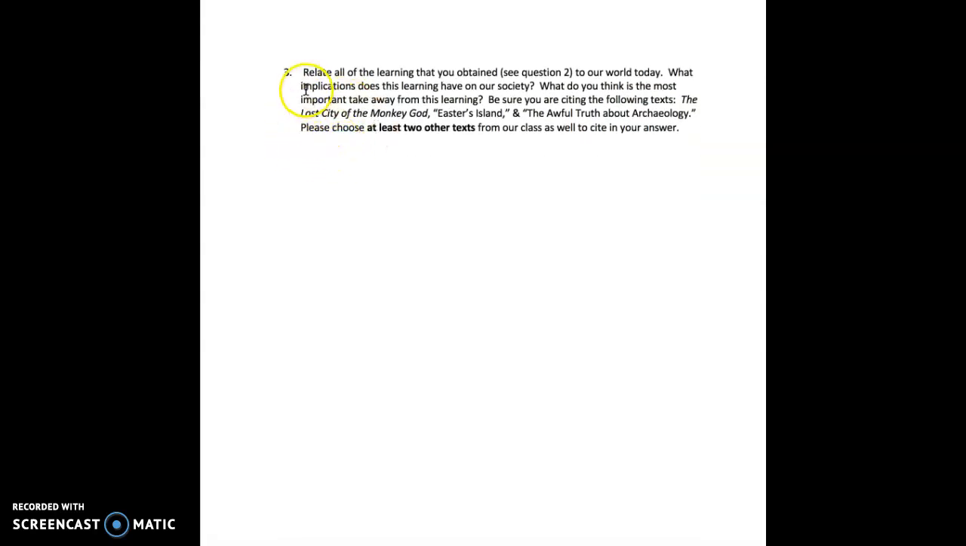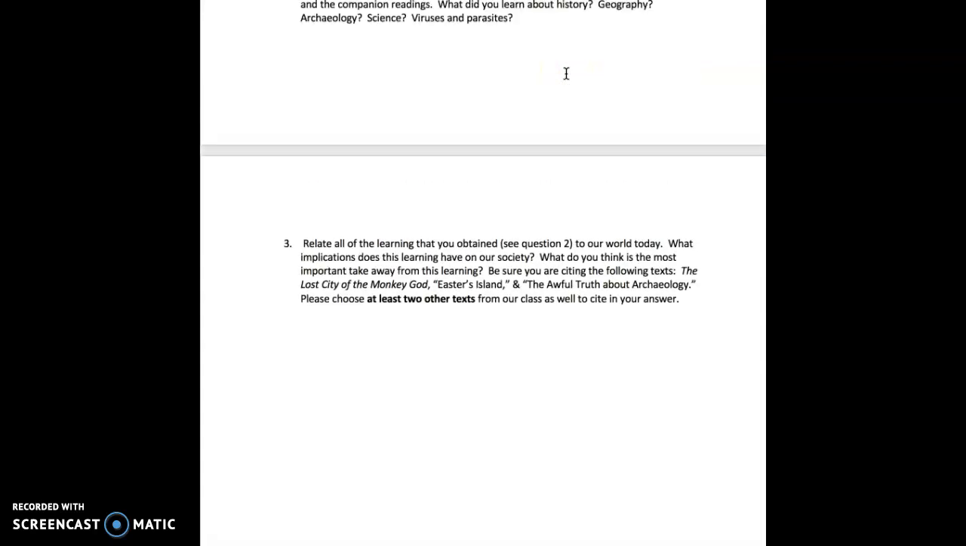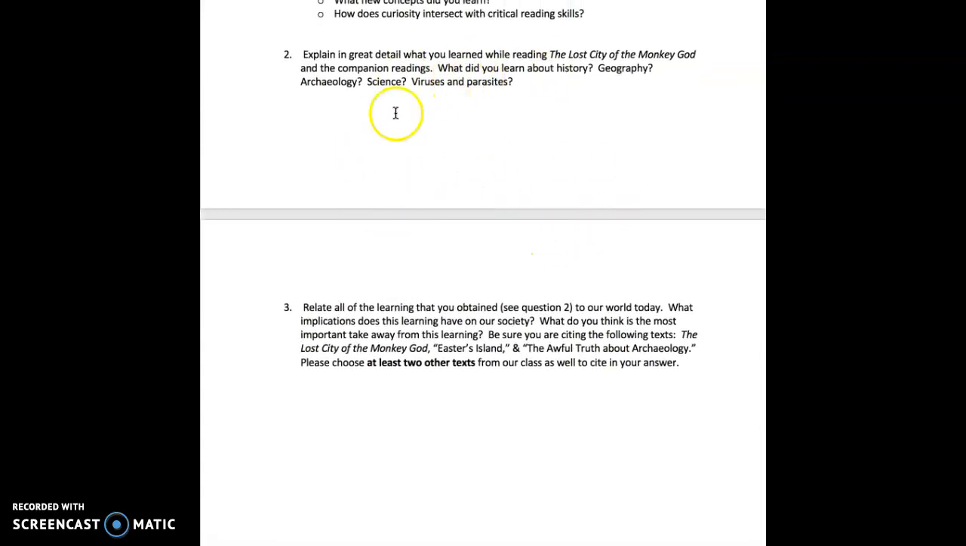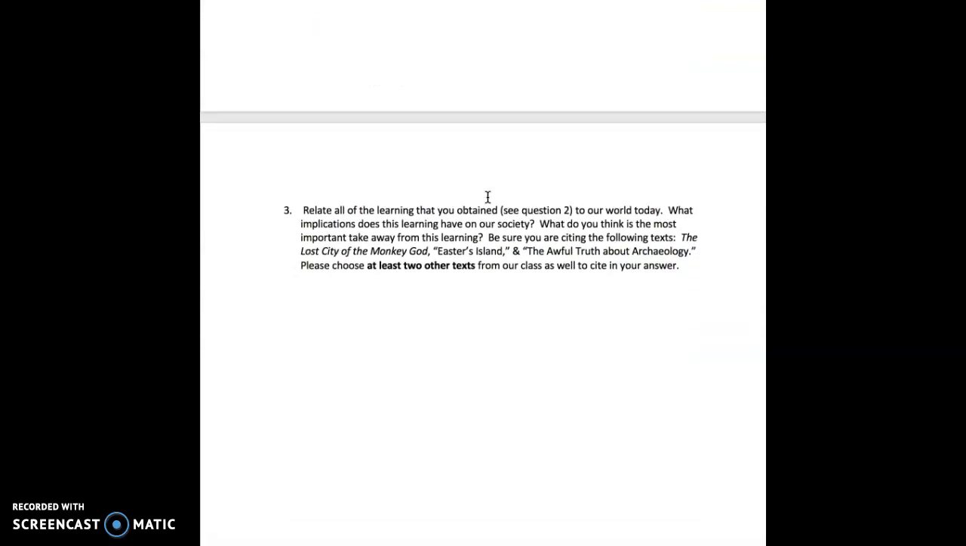And then you're going to relate all of the learning that you obtained. See question 2. So you're going to want to write as much as you can here that you learned. What did you learn? And then you're going to relate what you learned to our world today. Our world that we live in right now. Okay? And what implications does this have? Does this learning have on our society? Right? What does it have on our society? What do you think is the most important takeaway from this learning?